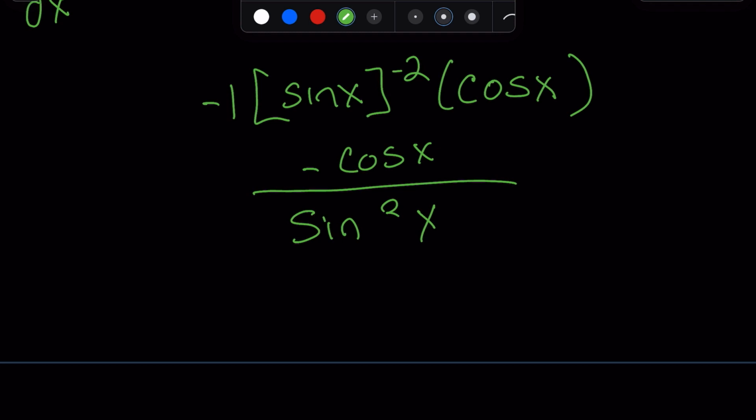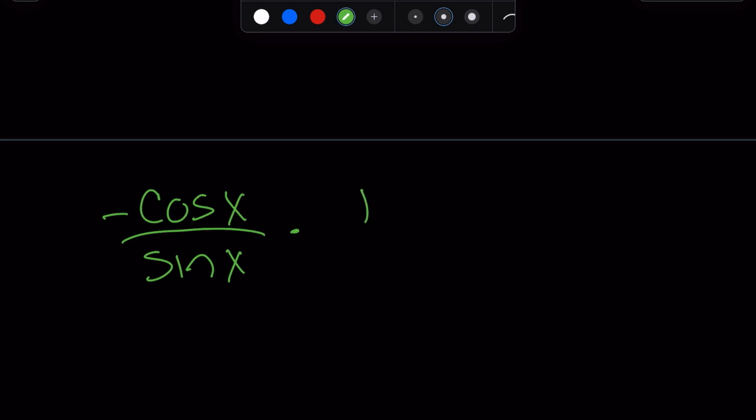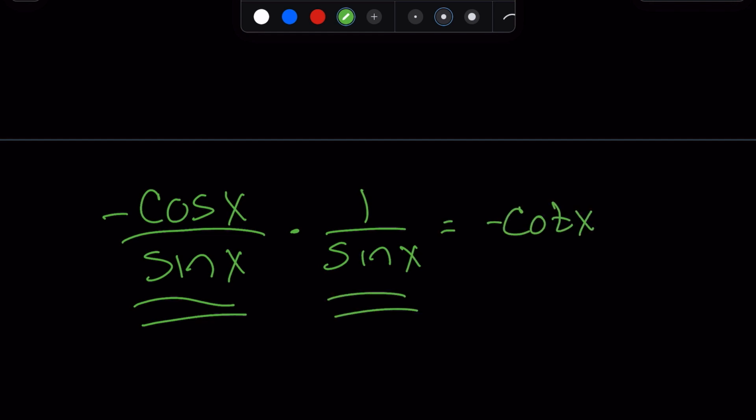And again, they don't write it like this. They kind of split it up. So we can rewrite it as, I'll just go down to another page, negative cosine of x over sine times 1 over sine. So this part right here is negative cotangent. And this part right here is cosecant.